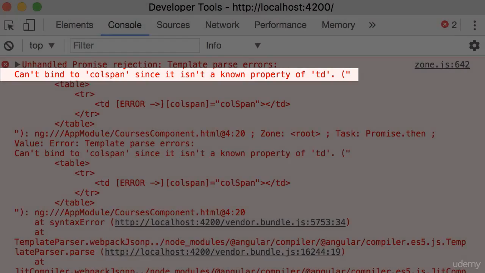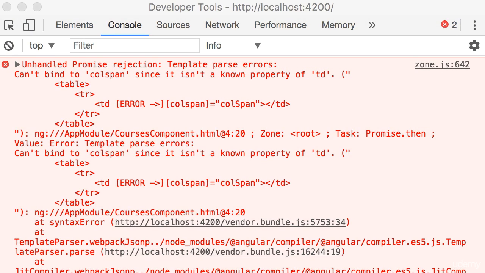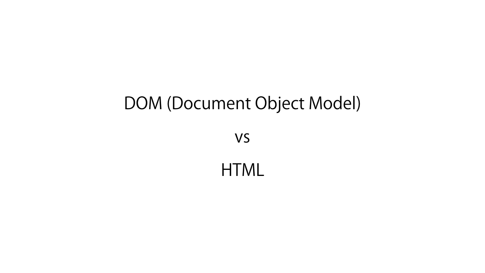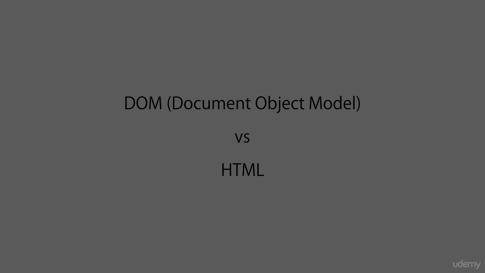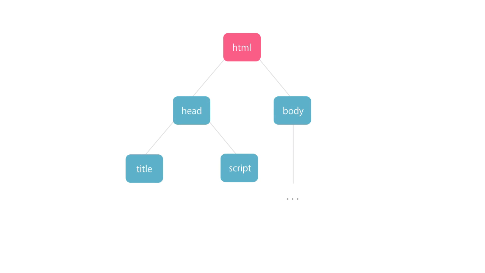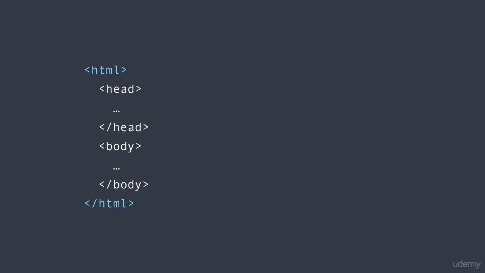What's going on here? Well, in order for you to understand this error, first you need to understand the difference between DOM, or Document Object Model, and HTML. DOM is a model of objects that represents the structure of a document. It's essentially a tree of objects in memory. HTML, on the other hand, is a markup language that we use to represent DOM in text.